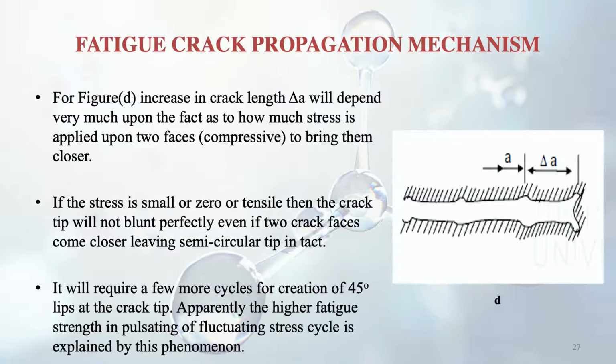And then it will require a few more cycles of this loading, meaning loading and then load reversal, for creation of 45-degree lips at the crack tip. Apparently, the higher fatigue strength in a pulsating or fluctuating stress cycle is explained by this phenomenon. So fatigue loading and fatigue strength are being explained here by this phenomenon.